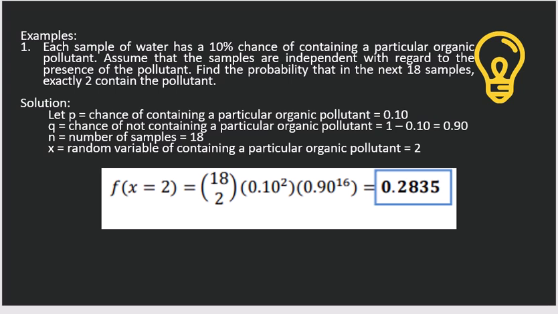So let's have a given example. Each sample of water has a 10% chance of containing a particular organic pollutant. Assume that the samples are independent with regard to the presence of the pollutant. Find the probability that in the next 18 samples exactly 2 contain the pollutant. So let p, the chance of containing the particular organic pollutant, be equal to 0.10. So this is the 10%, your p. Q, the chance of not containing the particular organic pollutant, is 1 minus 0.10.